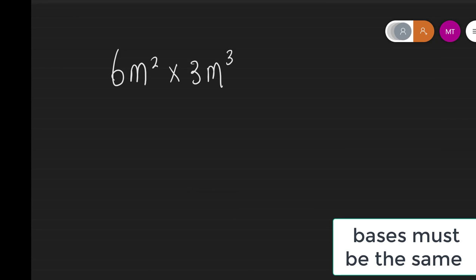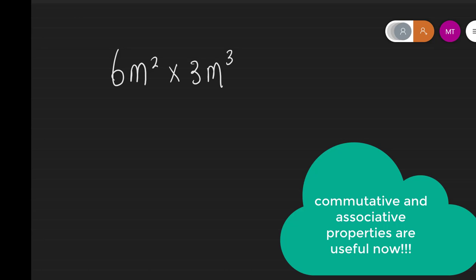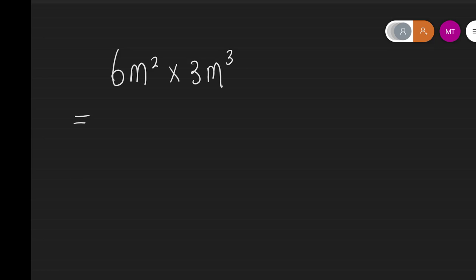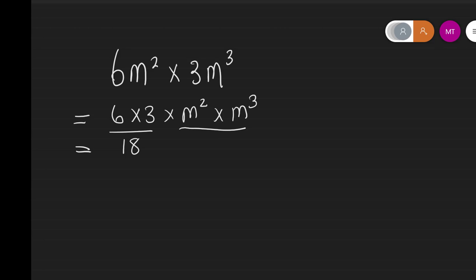Now let's put everything together. 6m to the power of 2 times 3m to the power of 3. Well, we can use the commutative and the associative properties here because it's all multiplication. Let's multiply the 6 by the 3 and then we'll multiply the m squared times the m to the power of 3. We can get an answer for 6 times 3, that's 18, but we can just write this shorter. The bases are the same, so we'll just add the exponents and the answer will be m to the power of 5. So that will give me a final answer of 18 m to the power of 5.